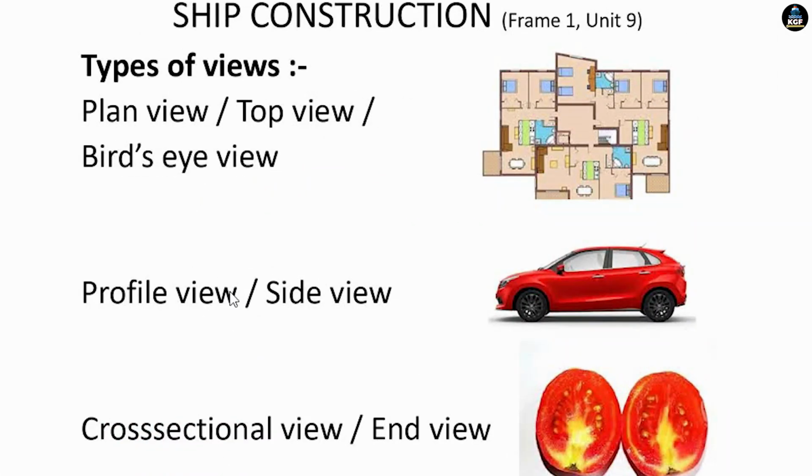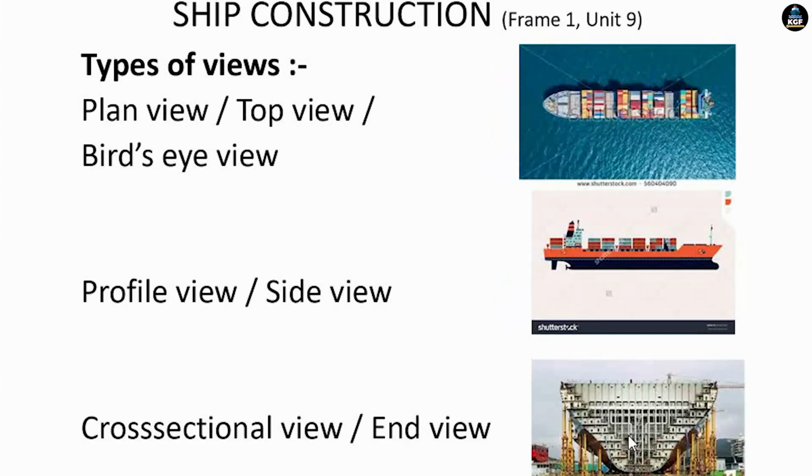So the types of views are plan view, profile view and cross-sectional view. Plan view will be the top of that thing, profile will be the side view, and cross-sectional view is when you cut anything into halves, so you can see the cross-section. So in the shipping lines, plan view of a ship will look like this, profile will look like this, and cross-sectional will look like this.